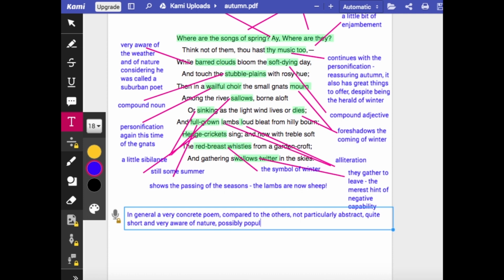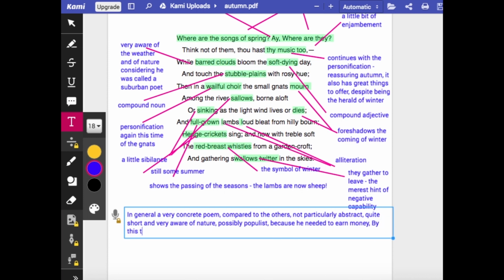And in fact, he wrote to his brothers about a philosophy called negative capability, which is contained perhaps more in something like Nightingale, but it's here in this last stanza about the way autumn is now fading into a soft dying day. The gnats mourn, the light wind lives or dies. There is the hint of death, the foreshadowing of winter, which is kind of a death of the earth and is often associated with human death.